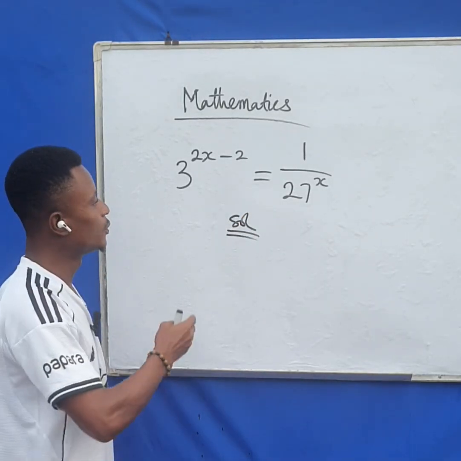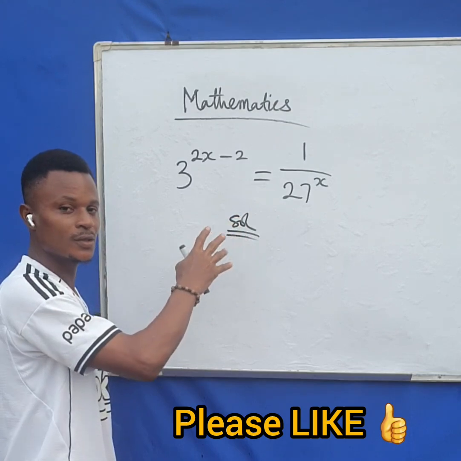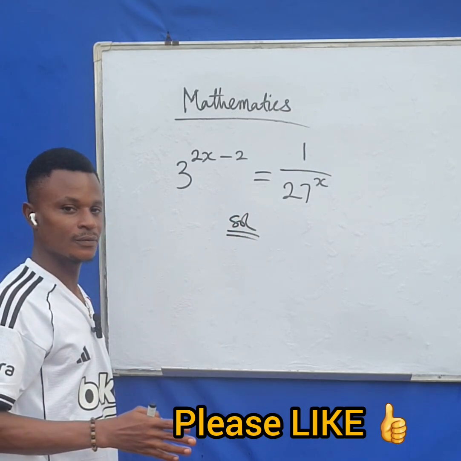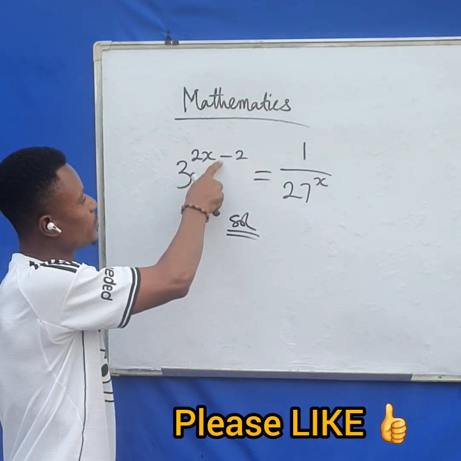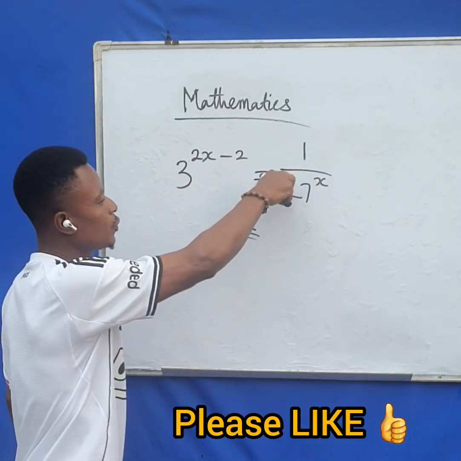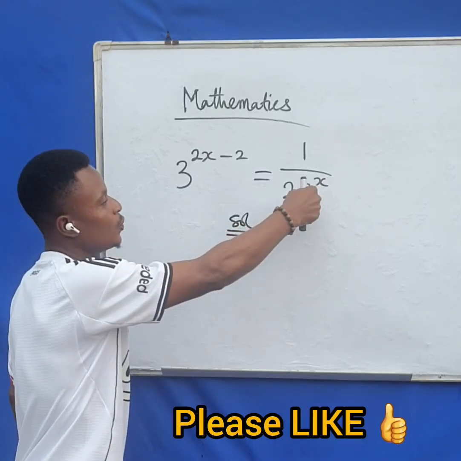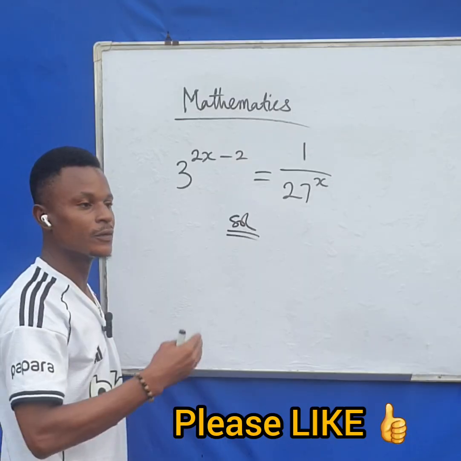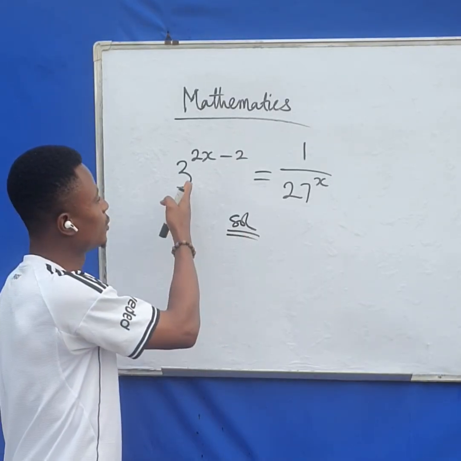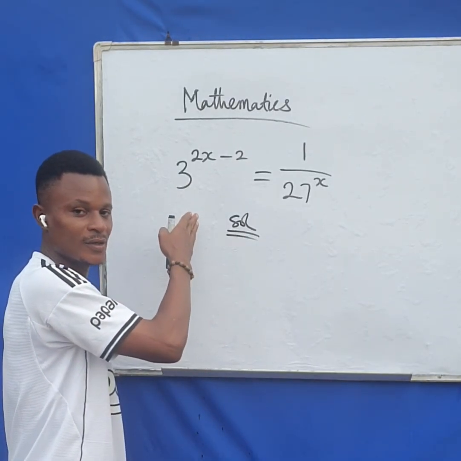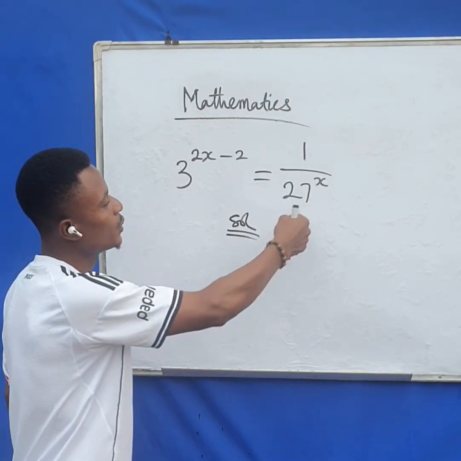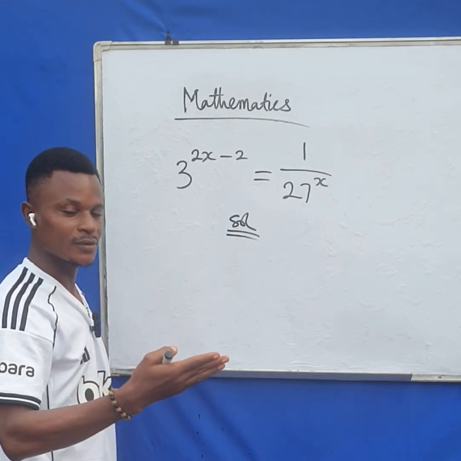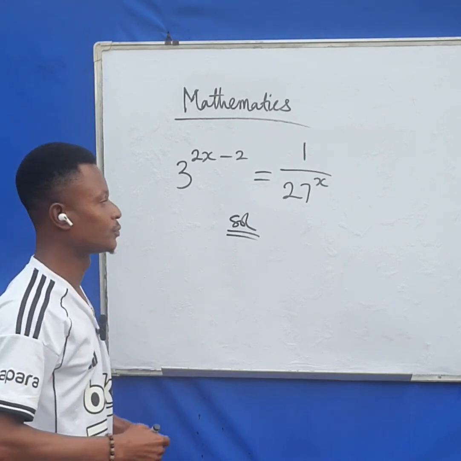You have to rewrite this equation in such a way that both sides will be in exponential form in the same base. Now we have 3 raised to the power of 2x minus 2 equal to 1 over 27 raised to the power of x. We are going to write this right hand side of the equation so that it is in the form of 3 raised to the power of something, so that it will look exactly like this. You understand? Now the question is, how do we rewrite this right hand side so that it will be in the form of 3 raised to the power of something? It's very simple. Let me show you what to do.